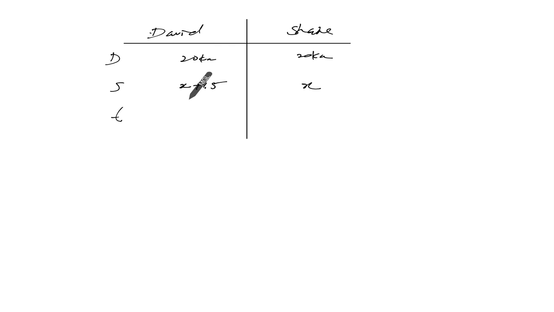Okay. The time then will be, right, distance over speed, so 20 over x plus 1.5. Here it will be 20 over x. And actually they ask us to use v in this question, so let's use v. So if v represents Shane's speed, determine a function to represent David's time. That's it right there. So that's the answer to part A. B, determine a function to represent Shane's time. Okay, that's it right there.